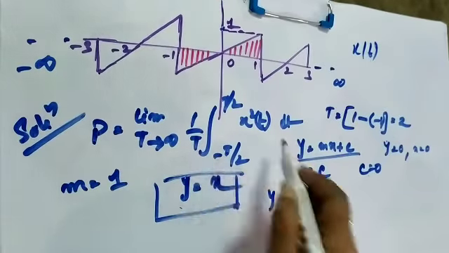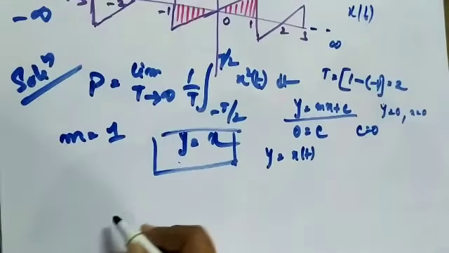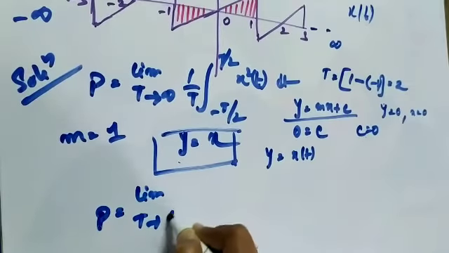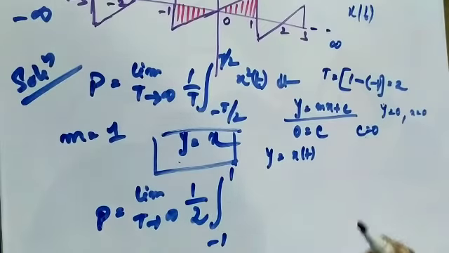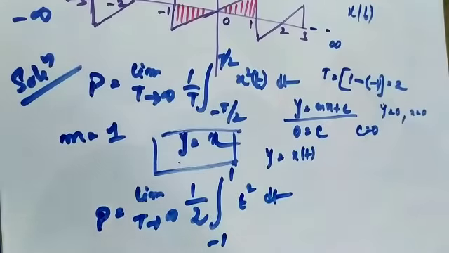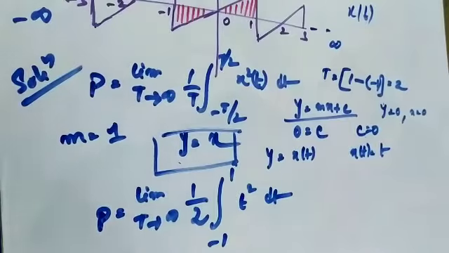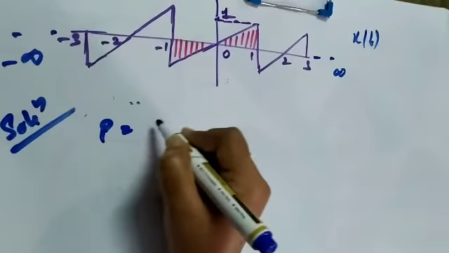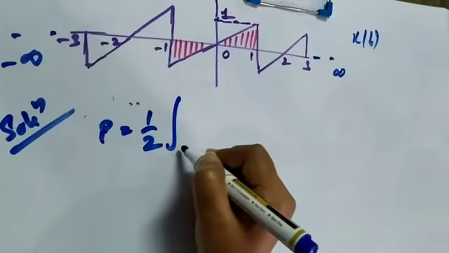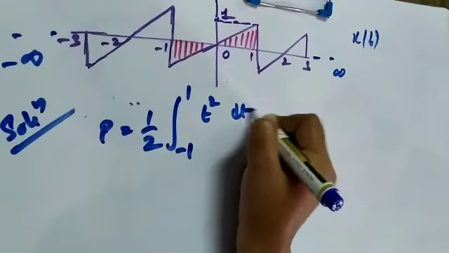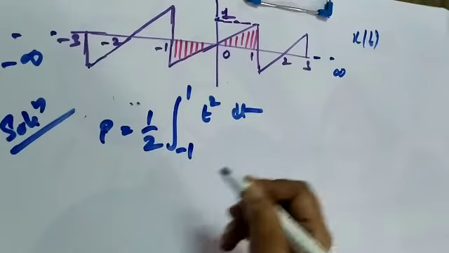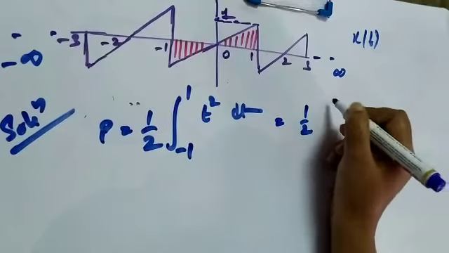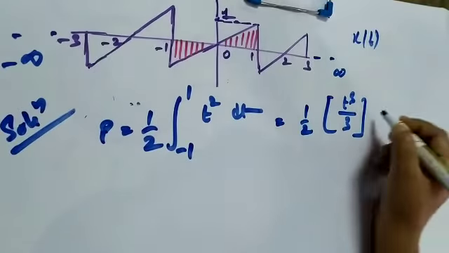So the total equation becomes P equals limit T tends to infinity 1 by 2, integral from minus 1 to 1 of t square dt, because here x(t) equals t. Eliminate the limit term, because we already wrote the value of capital T. So the equation becomes 1 by 2, integral from minus 1 to 1 of t square dt, and by integration its value will be t cube by 3, from minus 1 to 1.